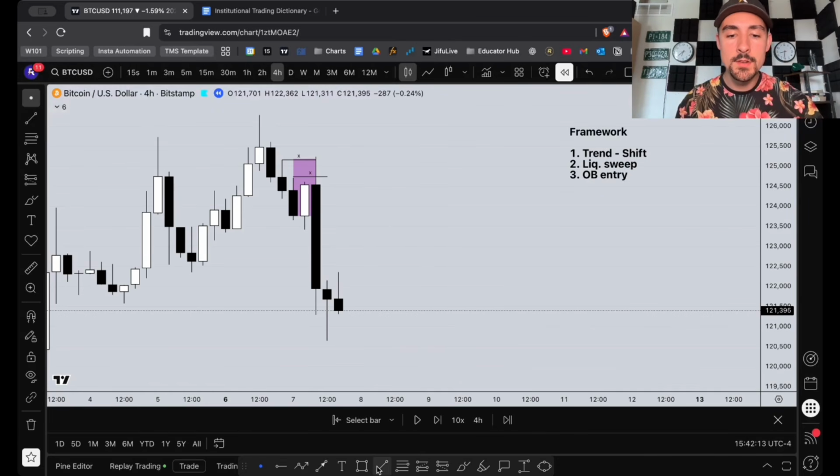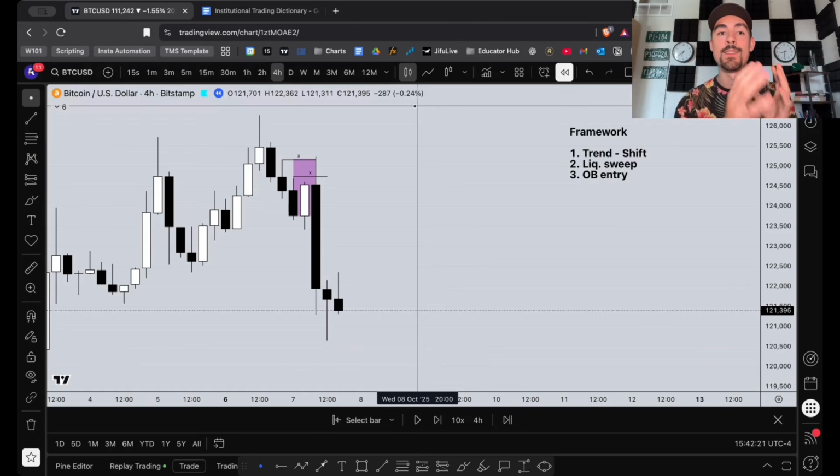Now, the way that you would take an entry off of an order block is one of two ways, and you can do this whether it's on the 4-hour time frame, 1-hour time frame, it doesn't matter, as long as you've identified the last up move before the down move, the last down move before an up move. As long as you've identified that area, you can do this on any time frame.